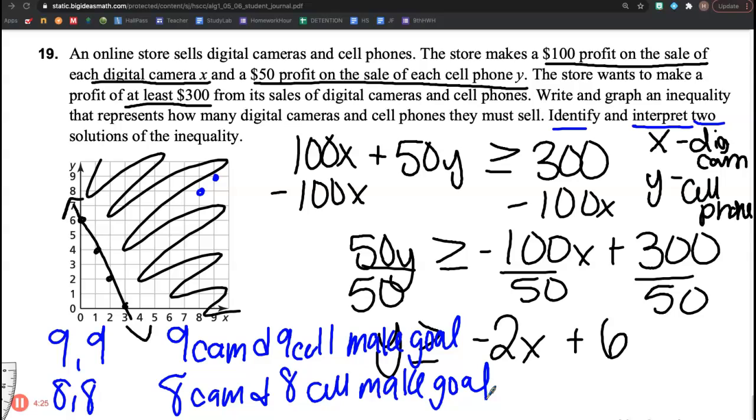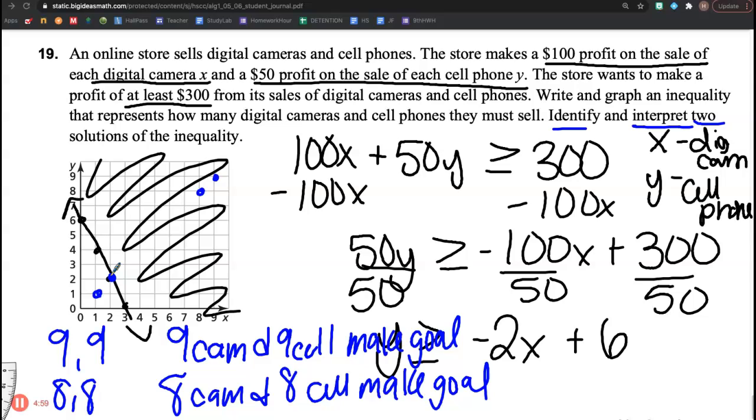Now, Truman, what did you say the first time? I said 1, 1 and 2, 2, but then I realized that 1, 1 wouldn't work. Okay, if I used 1, 1, is that making my goal? No, I'd be short. If I use 2, 2, does that make my goal? Yes. Why? Because it's on the line, and the line is solid. If it had been a dashed line, would that work? No. But since it's a solid line, it would work.